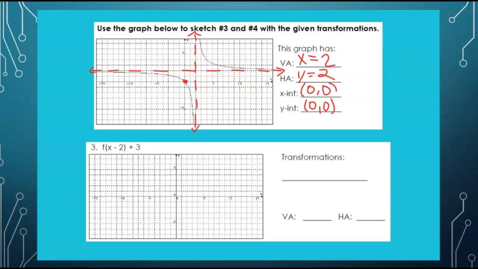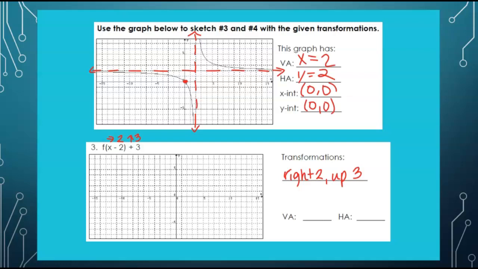So for number 3, it has f of x minus 2 and then plus 3. So if you have x minus 2 in parentheses, what does that indicate you're doing? Shifting right 2 times. Remember, anything in parentheses is a lie. It's also along the x-axis, which means you're shifting horizontally, so left or right. What about plus 3 on the outside? Up 3. Okay, so my transformations are shifting right 2 and up 3. There we go. Right 2 and up 3.